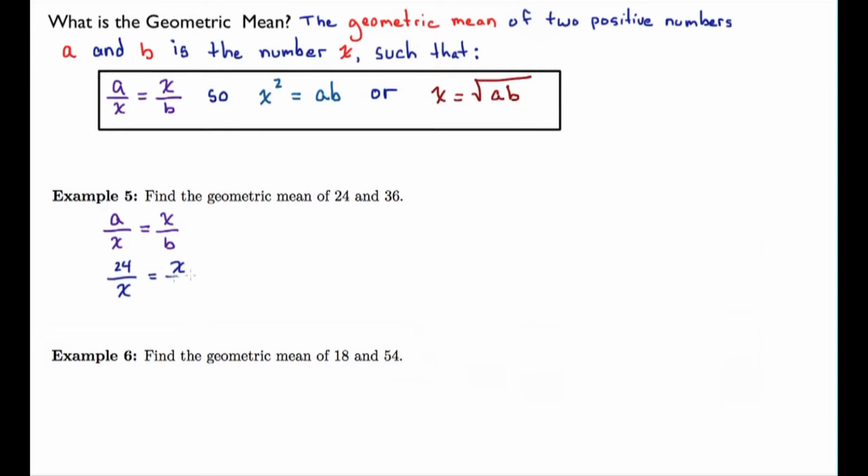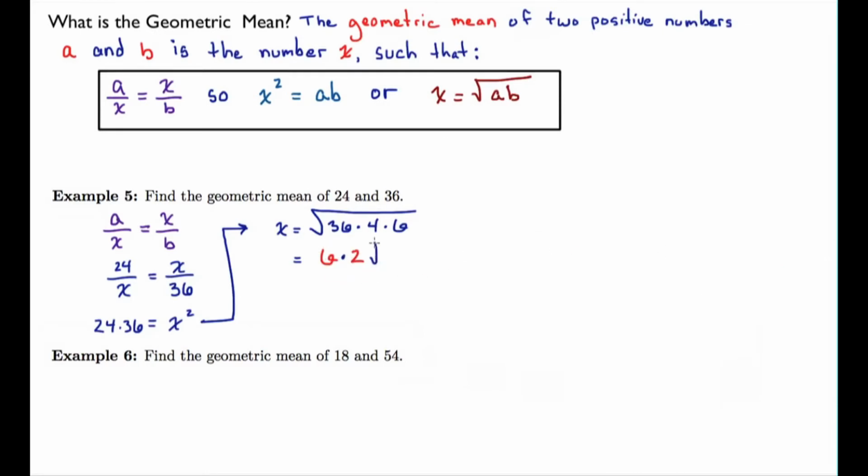So let's find the geometric mean of 24 and 36. So we say 24 over x equals x over 36. We can cross multiply and then take the square root of x squared. And I want to write this in simplified radical form. So I'm finding my factors here that are perfect squares. 36 and 4 are perfect squares, so when we take the square root of those, we get 6 and 2. Root 6 stays under the radical, so I get 12 root 6.